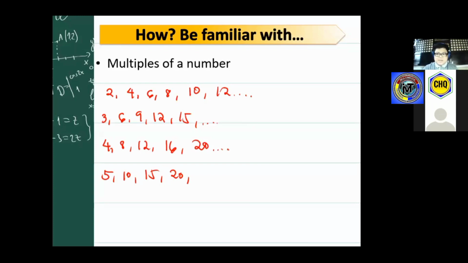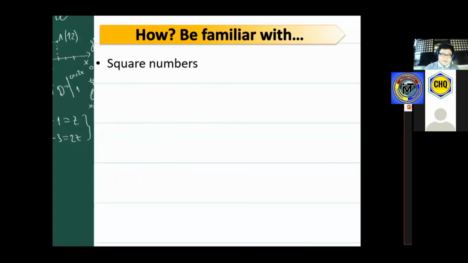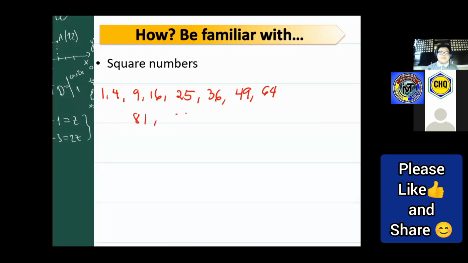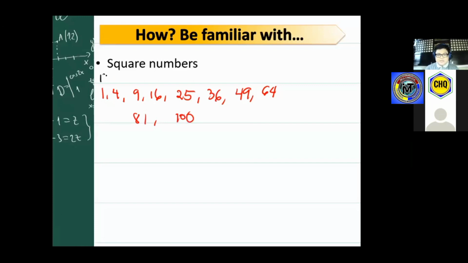Next thing that you need to be familiar with is the square numbers. What are those square numbers? Those square numbers are 1, 4, 9, 16, 25, 36. After 36 is 49, then 64, then 81, after 81 is 100. Bakit siya square number? Kasi this is 1 squared, 2 squared, 3 squared, 4 squared, 5 squared, 6 squared, 7 squared, 8 squared, 9 squared, and 10 squared.